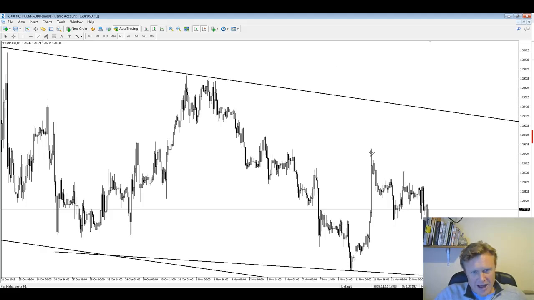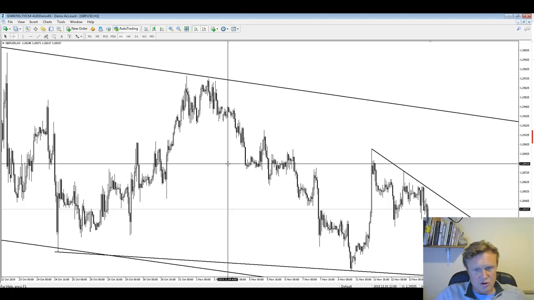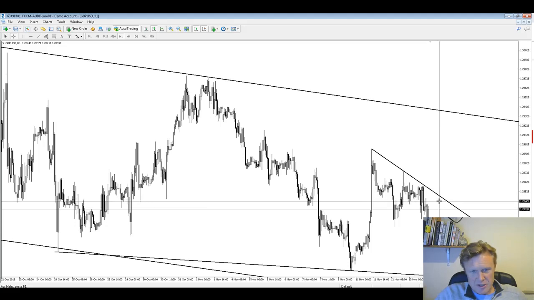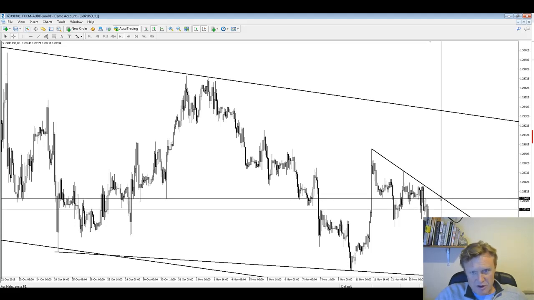So on an hourly basis, you'd be looking, in my opinion, to be going short off a retest of this trend line. So if you see price rally up, it probably won't go a lot higher than that in fairness, 128, 128.50, something like that. That's where I'd be looking for confirmation to go short.